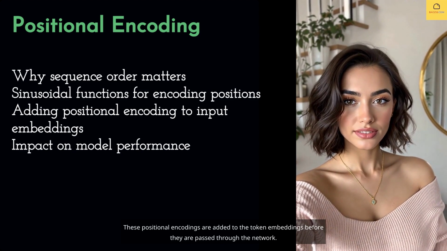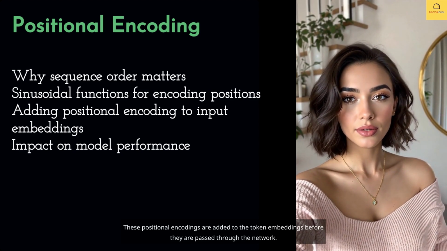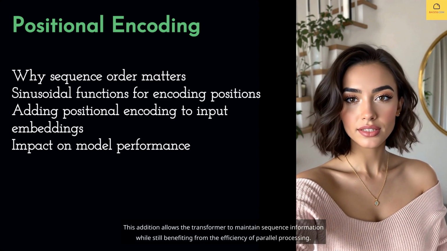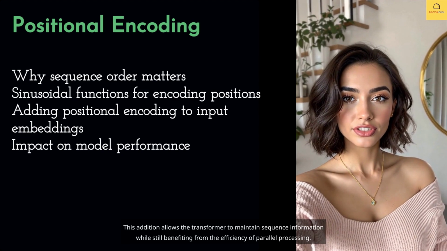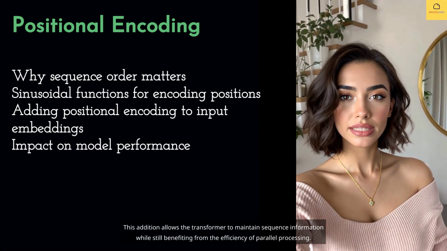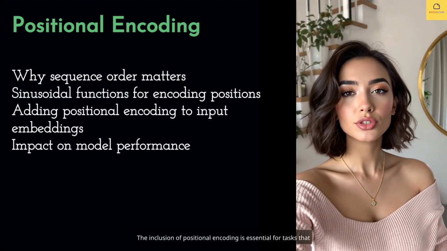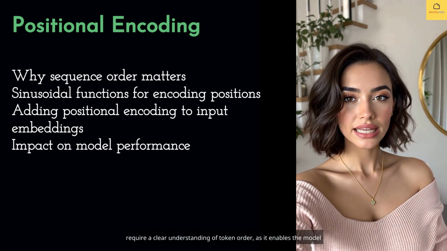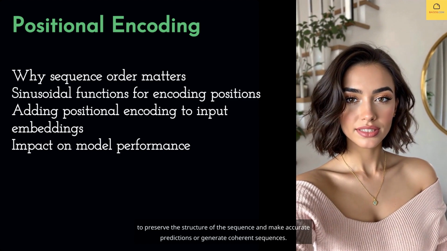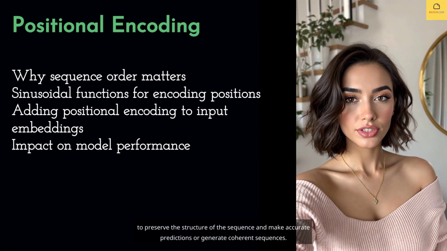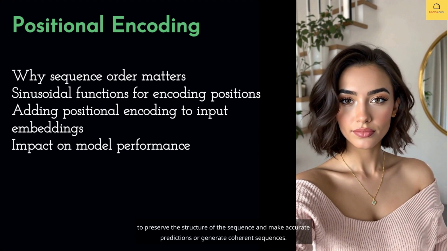The sinusoidal encoding ensures that each position is assigned a distinct vector that can be easily distinguished by the model. These positional encodings are added to the token embeddings before they are passed through the network. This addition allows the transformer to maintain sequence information while still benefiting from the efficiency of parallel processing. The inclusion of positional encoding is essential for tasks that require a clear understanding of token order, as it enables the model to preserve the structure of the sequence and make accurate predictions or generate coherent sequences.